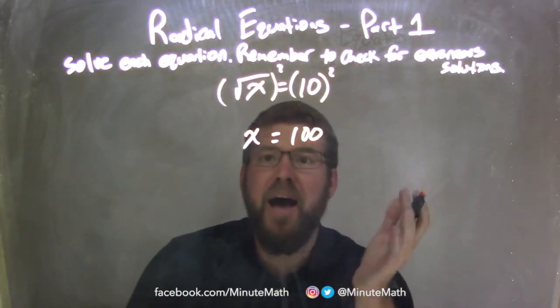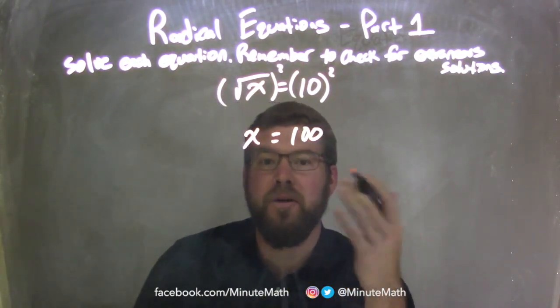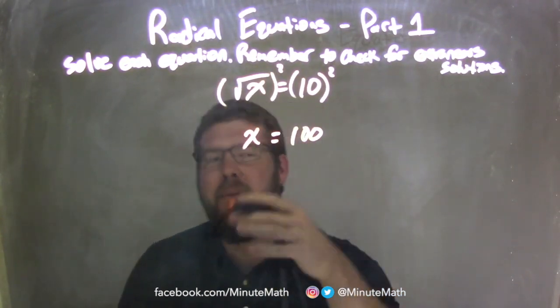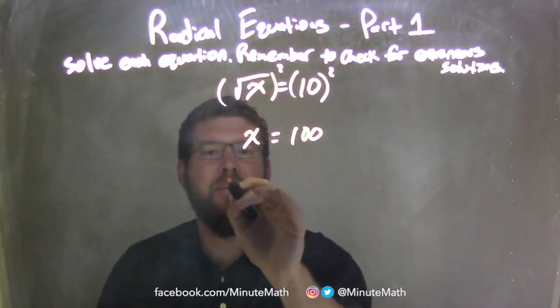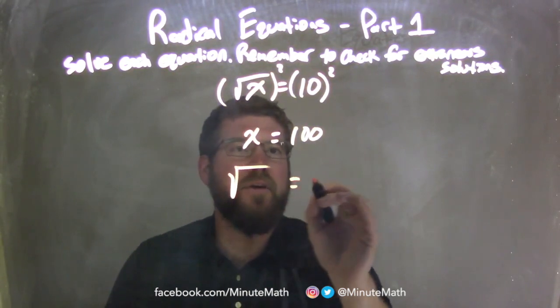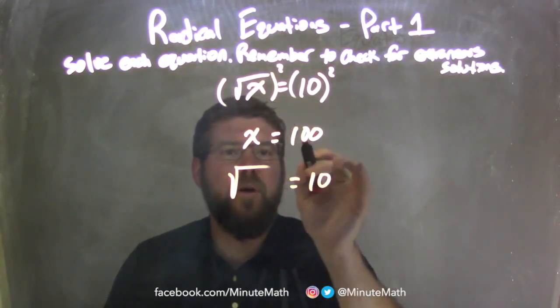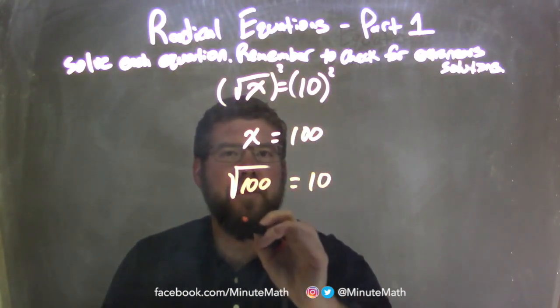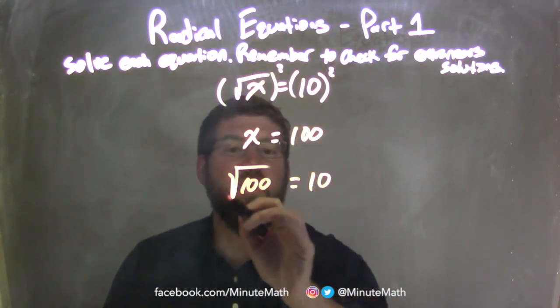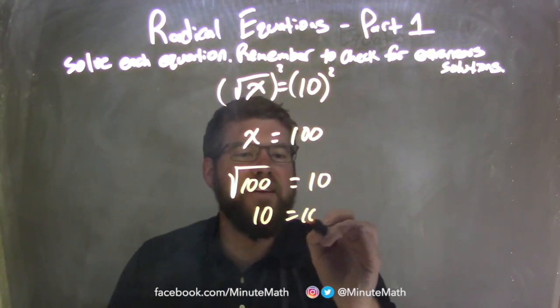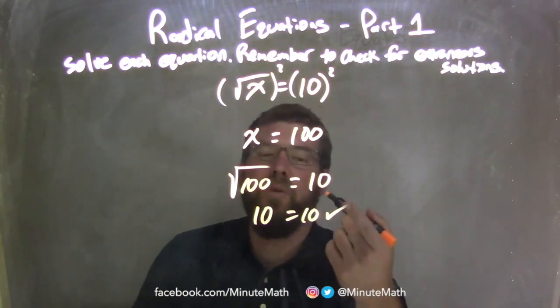Well, I need to see if that actually works. I'm going to check by plugging it back in to see if it becomes a true statement. So I take my original statement, the square root of x equals 10. I put 100 in for x from the original equation. The square root of 100 is 10, and 10 does in fact equal 10, and so we've checked it.